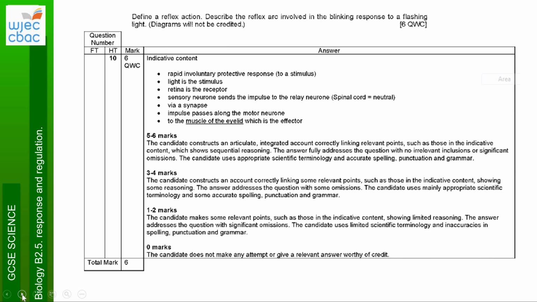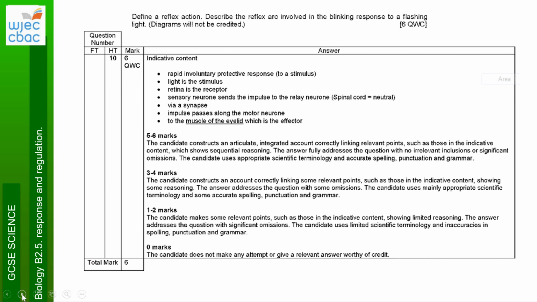So with these questions, obviously, though, it's not just about including the indicative content. So for 5 to 6 marks, you construct an articulate, integrated account, correctly linking relevant points, such as those in the indicative content, which shows sequential reasoning. So particularly with these sorts of questions, where these things do happen in a sequence, it's important that you have that sequence correct. The answer fully addresses the question with no irrelevant inclusions or significant omissions, and you've used appropriate scientific terminology and accurate spelling, punctuation and grammar for between 5 and 6 marks.